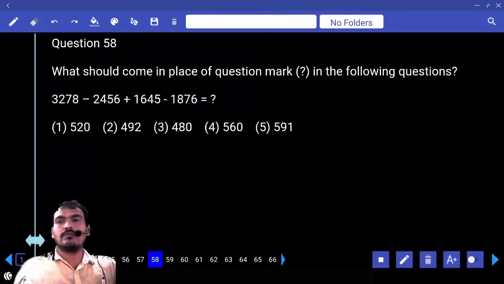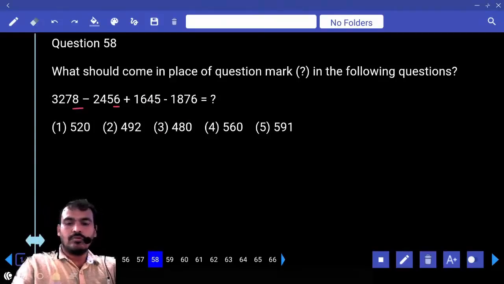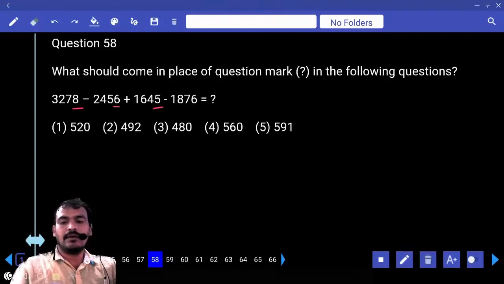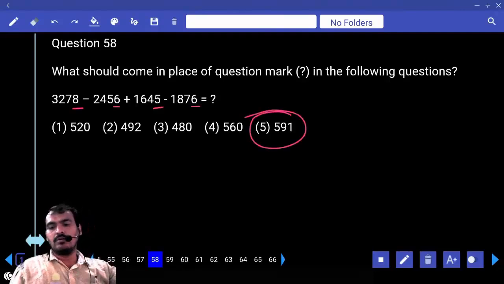Verify the units position. 8 minus 6, 2. 2 plus 5, 7. 7 minus 6, 1. Ending with 1, how many options? Only one.